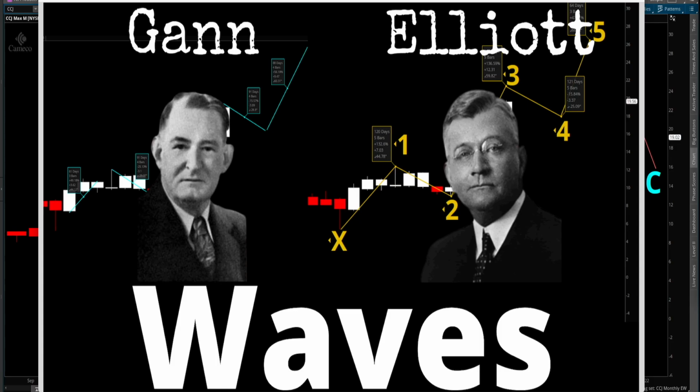Hey guys, today is March the 17th of 2021, and I wanted to go over a technique that I'm calling Gann Waves. But he doesn't call it Gann Waves, but it looks to me like Gann Waves. And one of the greats, Mr.